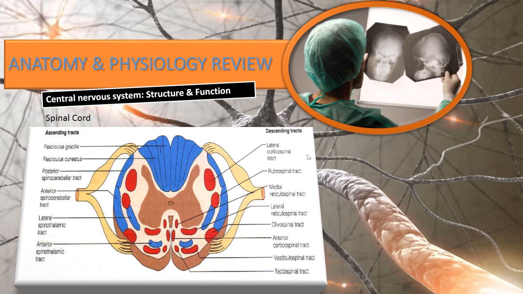And the descending tracts begin in the brain and end in the spinal cord. The major descending tracts of importance for understanding neurological problems are the lateral corticospinal tracts and the pyramidal tracts. And those are the things you need to know.